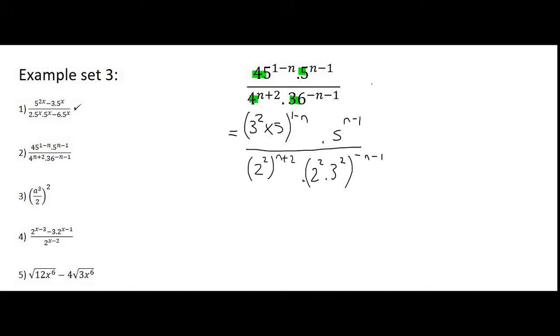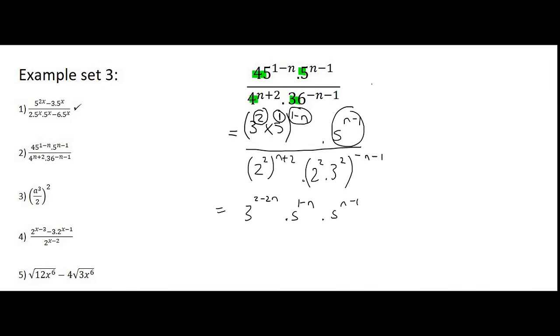Then what we do is we want to get rid of all the brackets. So remember, over here you take this 1 minus n, and what do you do with that 1 minus n and these, the exponent 2 and the exponent 1? You multiply, remember? So that's going to give us 3 to the power of 2 minus 2n. Remember that 2, that is the exponent of the 3, must multiply to the 1 and the n. Then we're going to do the same with the 5, and so that's just going to be 1 minus n. Then I'm going to write this 5 to the n minus 1 next to it.